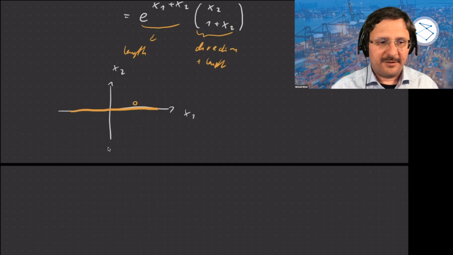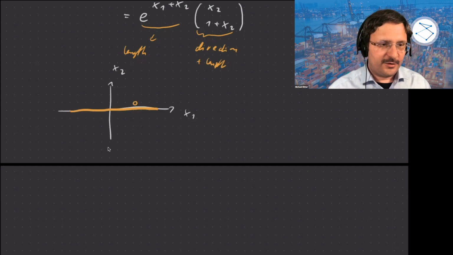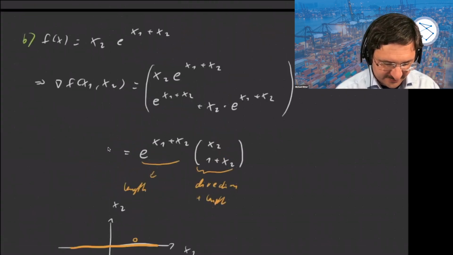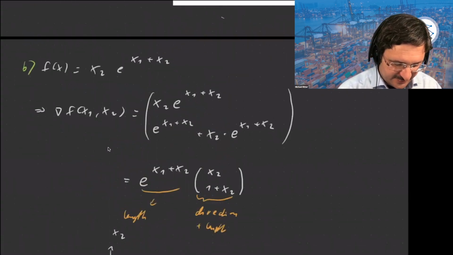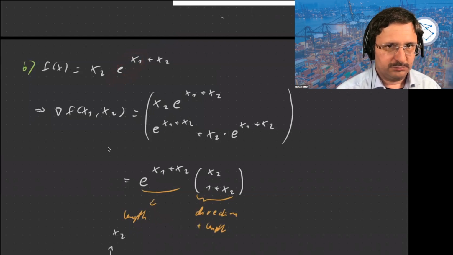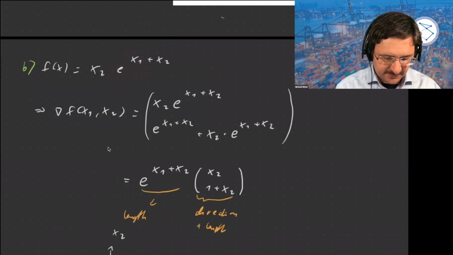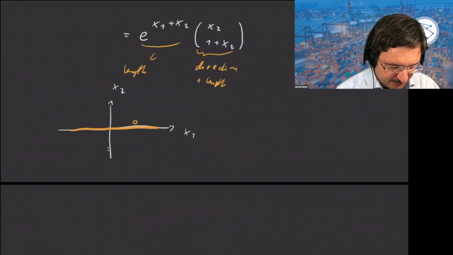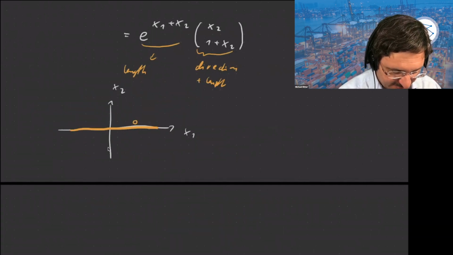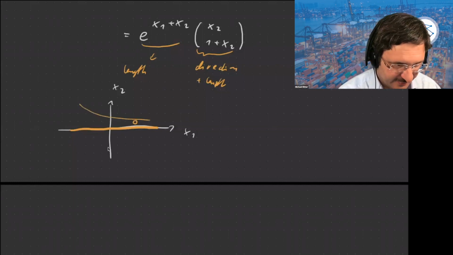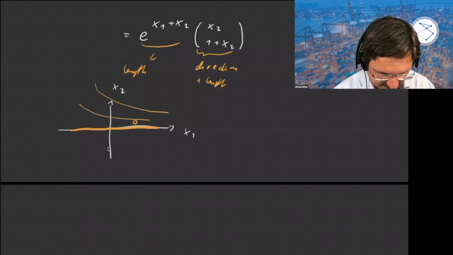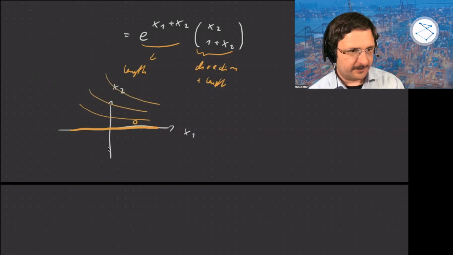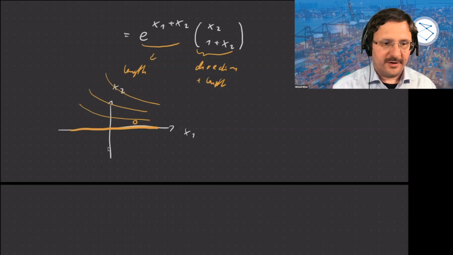And if we then have a look at some other values of x2, then we can see that basically for a fixed value of x2, this is an exponential function in x1. So if we fix a positive value of x2, then we get some lines that look like this here. Yeah, it's too steep. Yeah, so these are levels of that function.